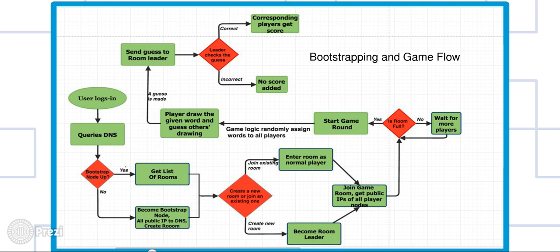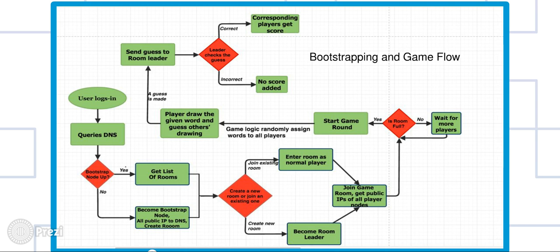In the game flow, a user logs in, after which the system queries the DNS to check for Bootstrap nodes. Then, it can either set up a new room or join an existing game room. The first player in a room becomes the leader of that room. Words are randomly assigned by the game logic to all players and they begin drawing. Guesses on drawings are sent to the room leader, who checks and assigns scores based on correctness.